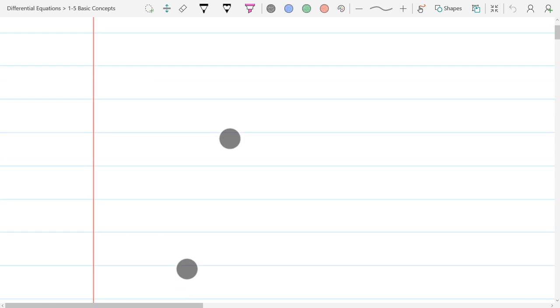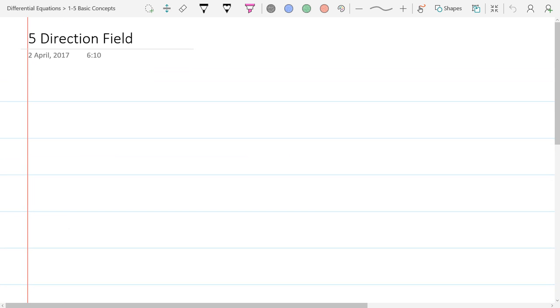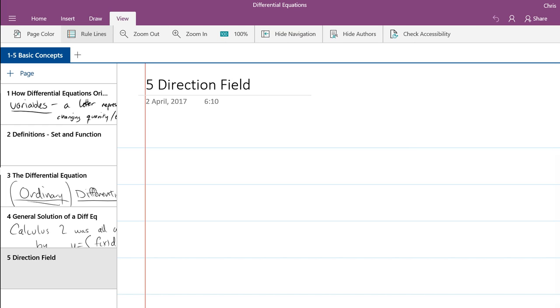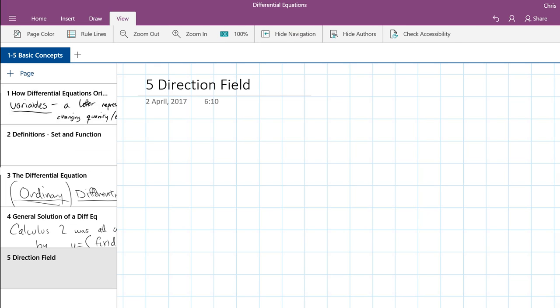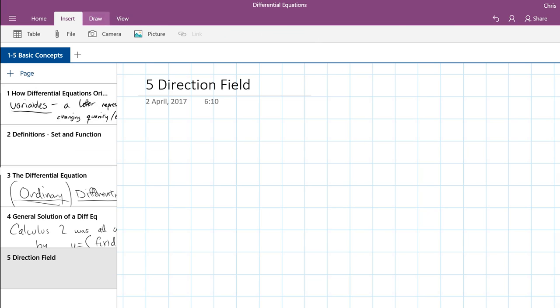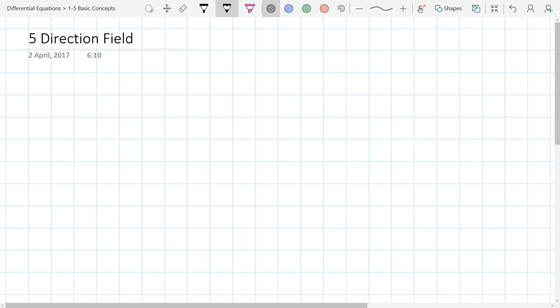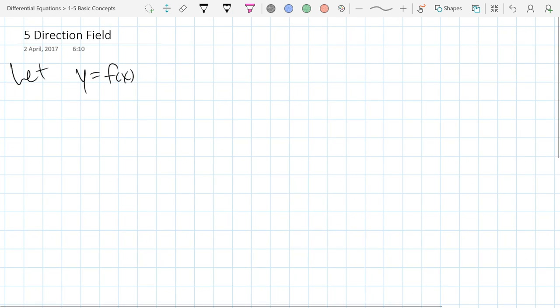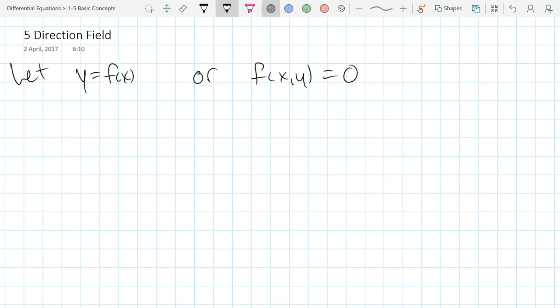So our next topic is direction fields, and we're going to switch to graph paper. So we'll begin with the function y equals f of x. Or you could use the implicit function, f of x, y equals 0.